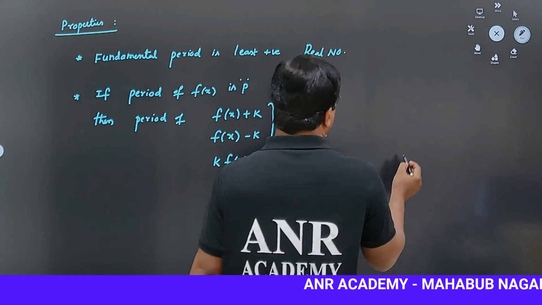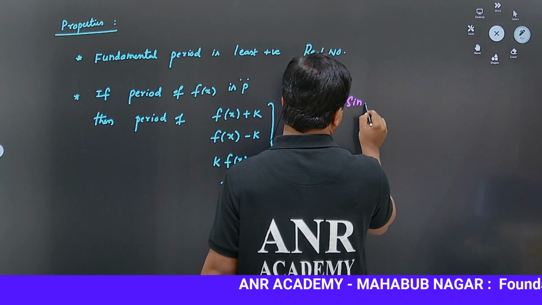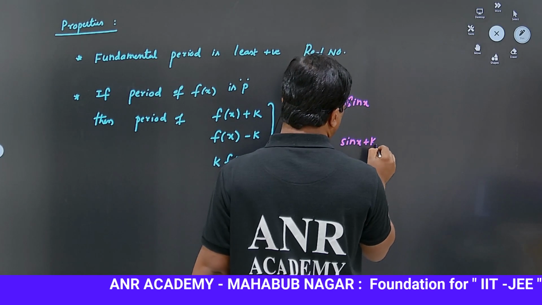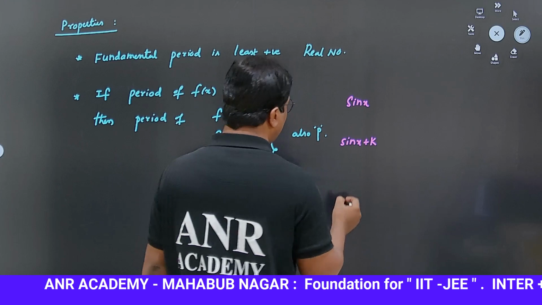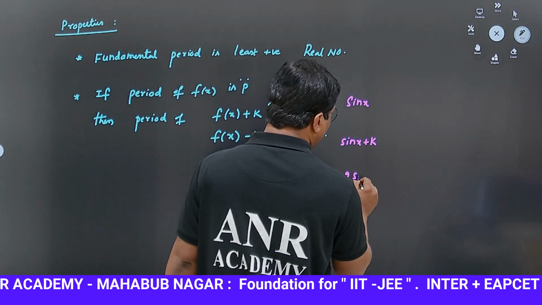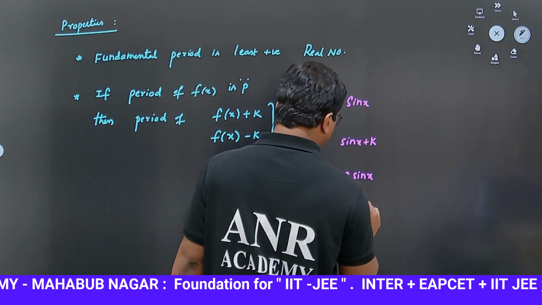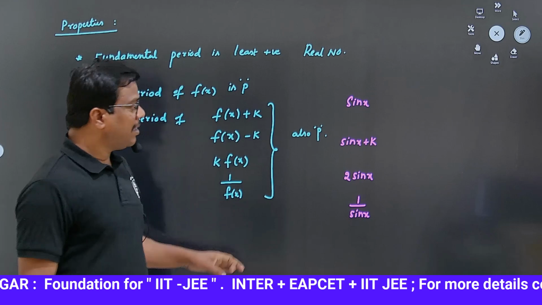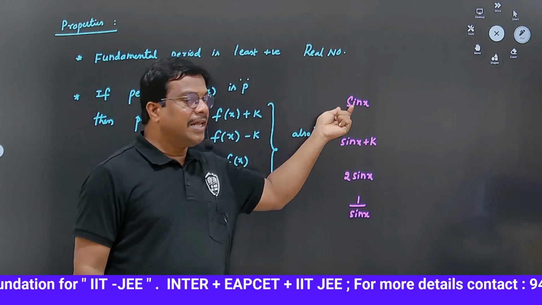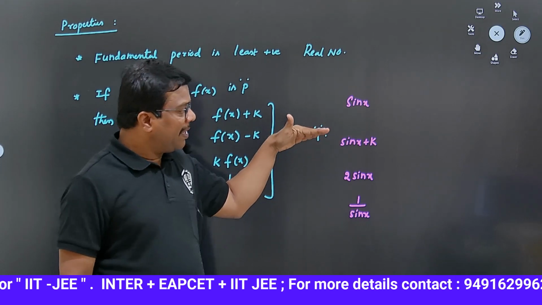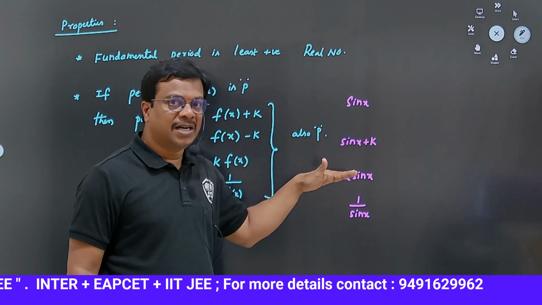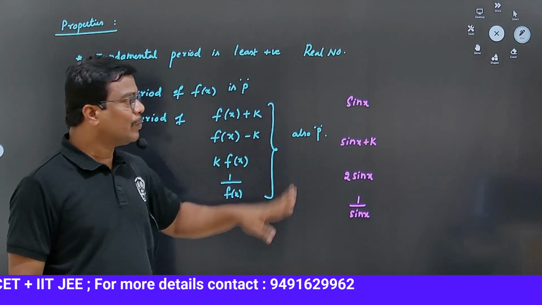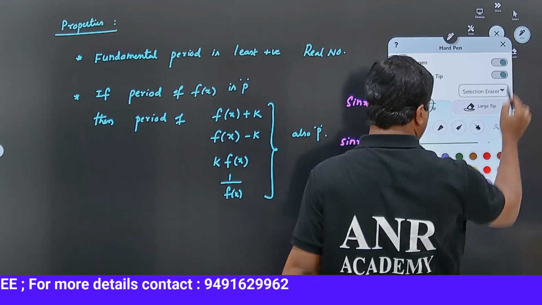You know the graph of sin x. Then let us discuss the graph of sin x plus k or minus k, sin x multiplied by something, and the reciprocal of sin x. Let us observe all the graphs. If the period of the function sin x is 2 pi, then the period of sin x plus k, k times sin x and the reciprocal of sin x is also, from this property, 2 pi. Let us see the graph.